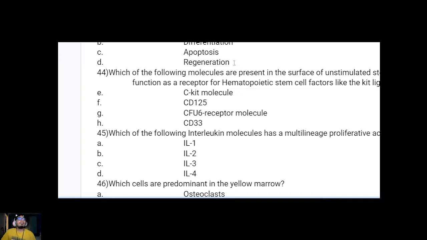Next. Which of the following molecules is present on the surface of unstimulated hematopoietic stem cells, which function as a receptor for stem cell factors like the KIT ligand? So it's c-KIT molecule. Kaya nga meron tayong kinatawag na KIT ligand, di ba? Huwag niyo kakalimutan 'yan. And I think everybody was able to answer that one correctly.